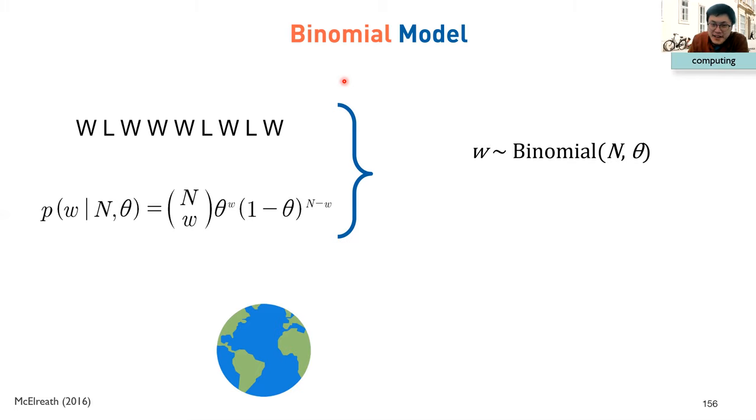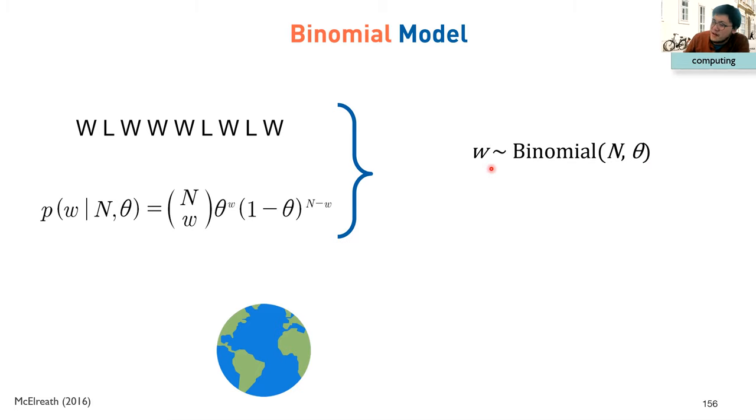And then what we do is computational modeling. So in the modeling section, we will write down, in one line, this is our model that we are interested in. You will describe your process as follows. Binomial is the name of the process. Capital N is the total number of experiments or trials. W is the number of water observations, and theta is the unknown parameter.